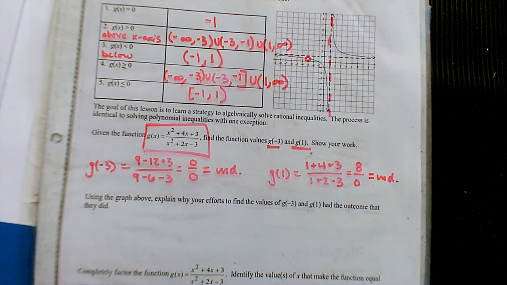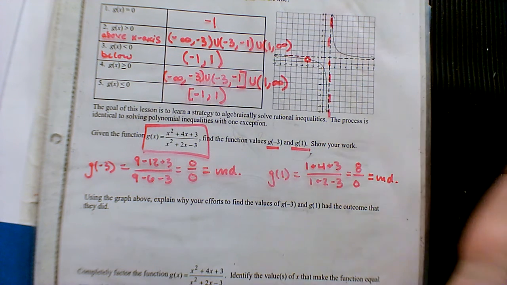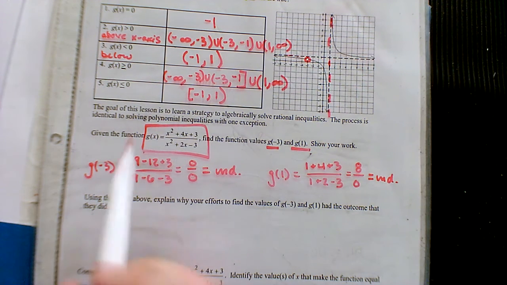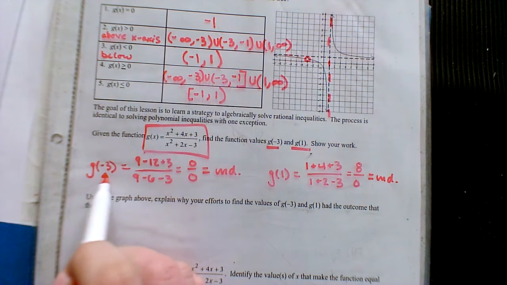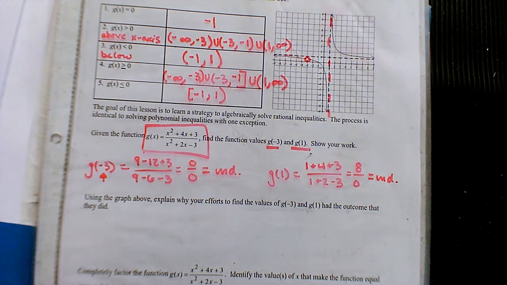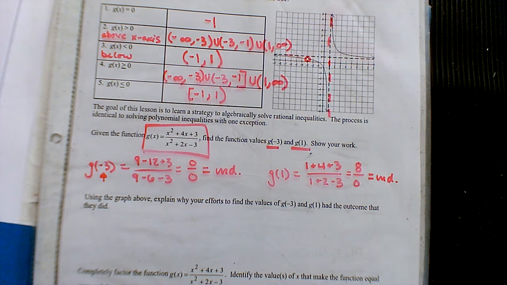Now, they're both undefined, but the fact that this one was 0 over 0 and this one is a number over 0 is kind of hinting to us what's happening graphically. What was special about the x value of negative 3 in the graph? Yeah? It's where an open point was, okay? An open circle. And what does an open circle kind of look like?